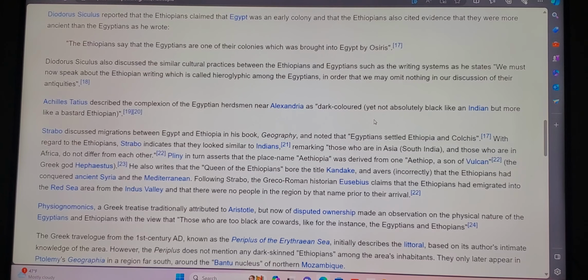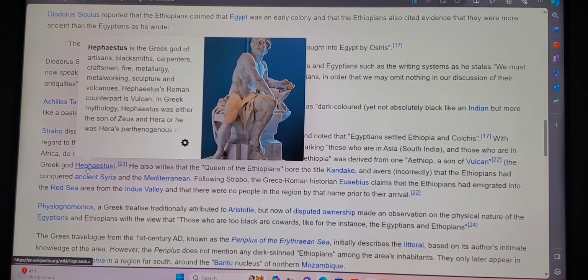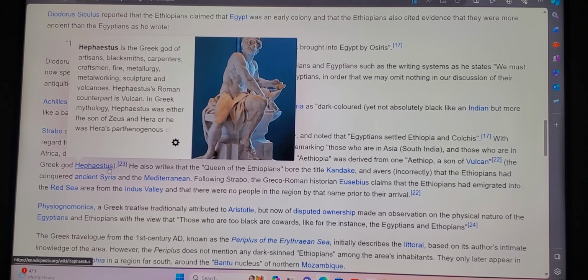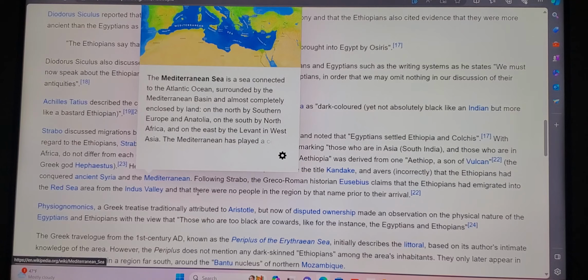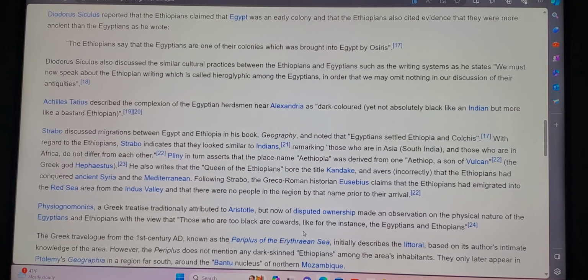Pliny, in turn, asserts that the place named Ethiopia was derived from one Aethiop, a son of Vulcan, the Greek god Hephaestus. Now, if you go into Hephaestus, you'll know that this god came from Ptah. Okay, you can see Hephaestus and Ta in his name. He also writes that the queen of the Ethiopians bore the title Kandake, and avers incorrectly that the Ethiopians had conquered ancient Syria and the Mediterranean.